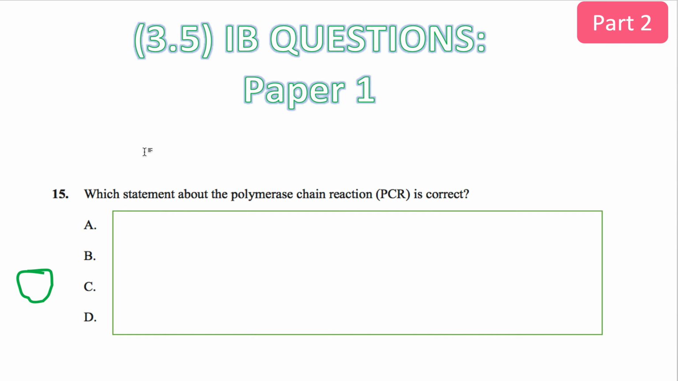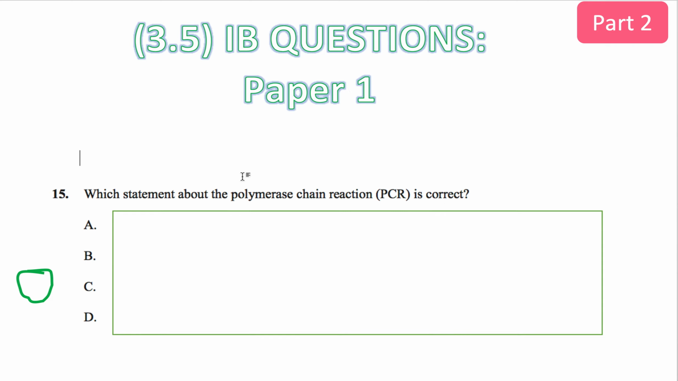Okay, so in this video, we'll be going over part 2 of some IB questions, real past paper IB questions, paper 1. So specifically multiple choice, because that's paper 1. And it will be on the topic 3.5. So before you do this, make sure to check out part 1 and watch the videos where I explain everything that you need to know from 3.5. That will make these questions so much easier.